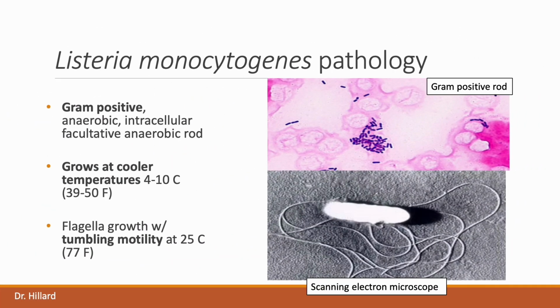Listeria monocytogenes is a gram-positive anaerobic rod whose virulence is tied to its ability to live intracellularly. It grows at cool, refrigerator-level temperatures, which is a key characteristic. It has many flagella, which gives it a tumbling type of motility. On gram stain, we see purple gram-positive rods, or bacilli form. Here we see a scanning electron photomicrograph of Listeria monocytogenes showing the numerous flagella.